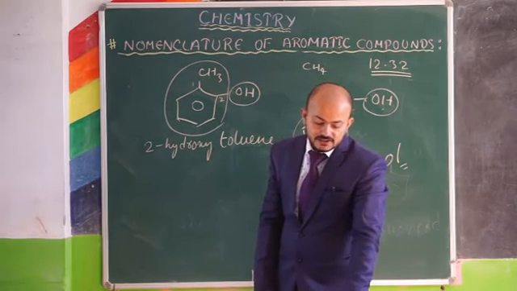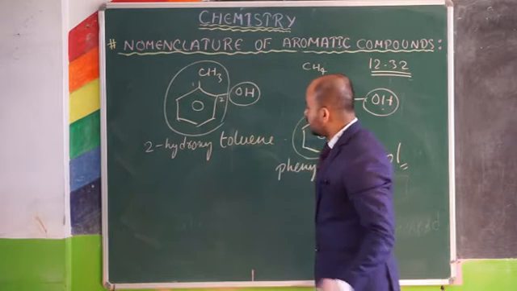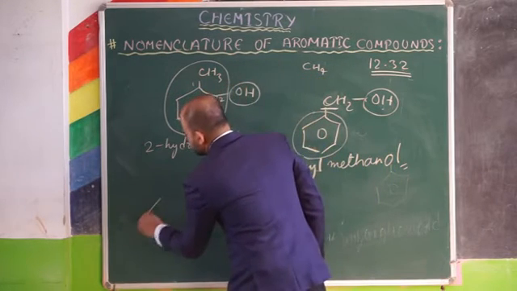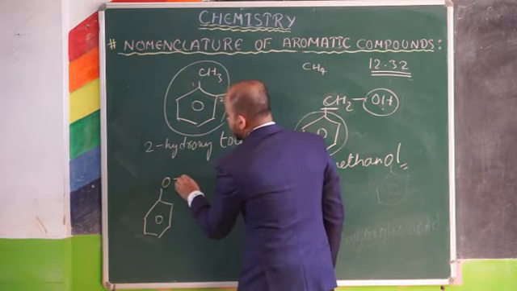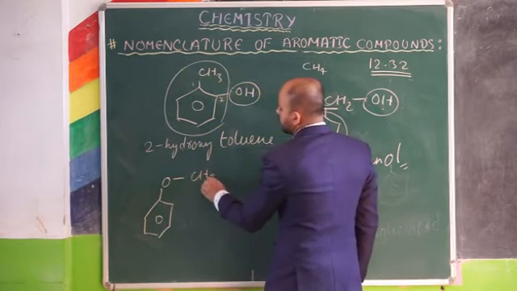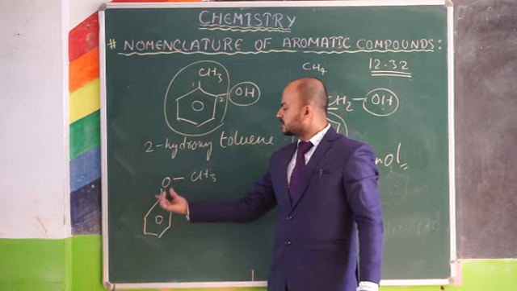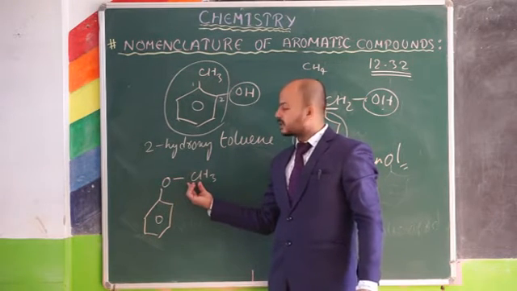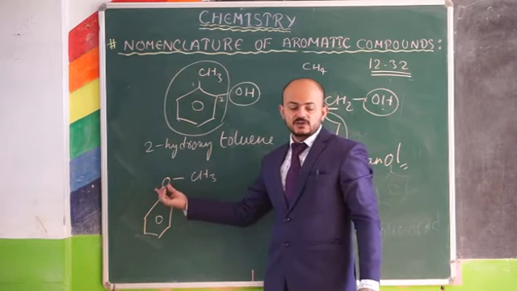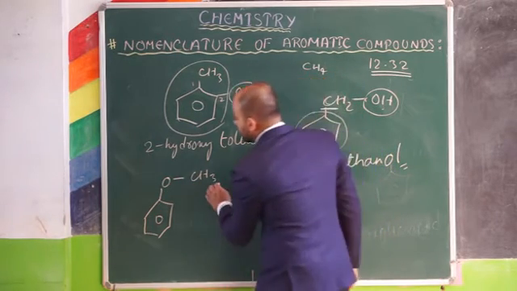Now let's discuss ethers. How are they named? Suppose you have a benzene ring, and in that you have O, and here suppose you have CH3. Now this is an ether. This oxygen is attached to carbon on both sides. Therefore, this is an ether. Now this will be written as this part.